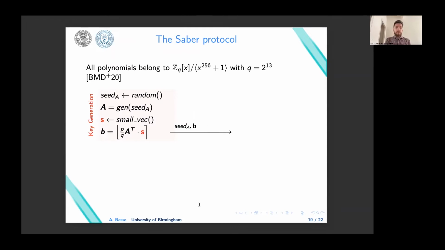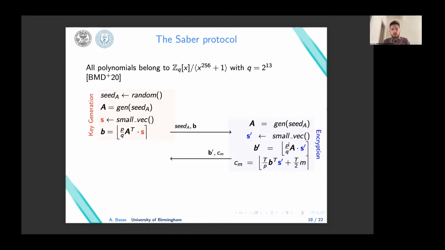Now that we've seen how Kyber works, we can also see how Saber works. The two protocols are somewhat similar, but Saber uses learning with rounding rather than learning with errors, and also uses polynomials that belong to the same ring, but now the coefficient modulus Q will be 2 to the 13th, so a power of 2 rather than a prime number. Then key generation is exactly what we've seen. We generate a matrix A using a seed, we generate a small vector S, and then we generate an LWR sample like this. The public key then is the seed and the vector B.